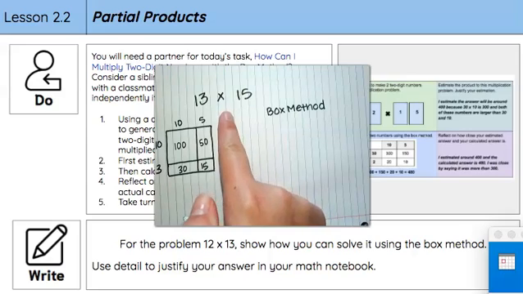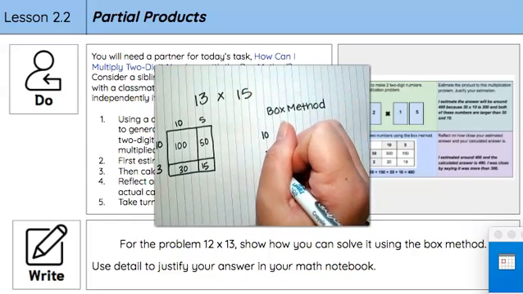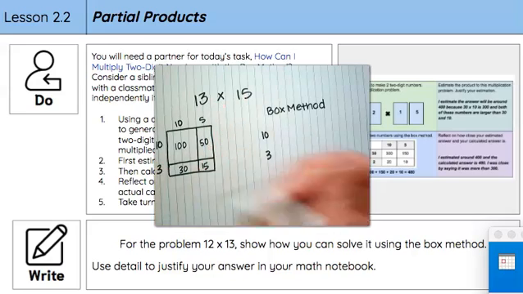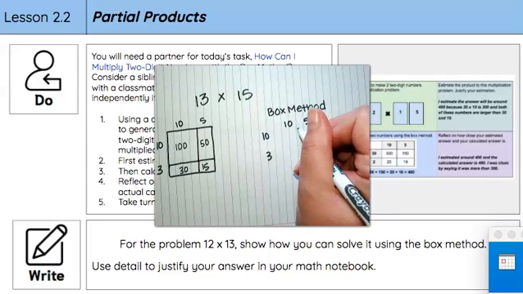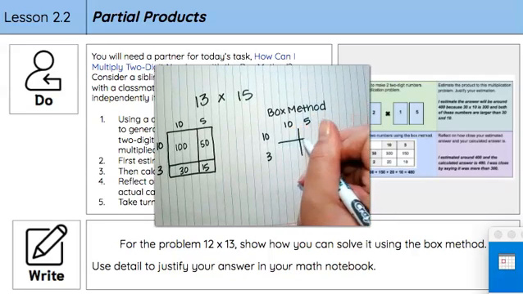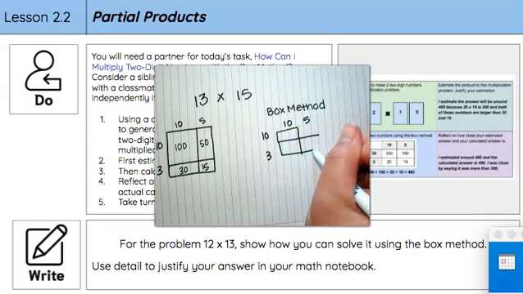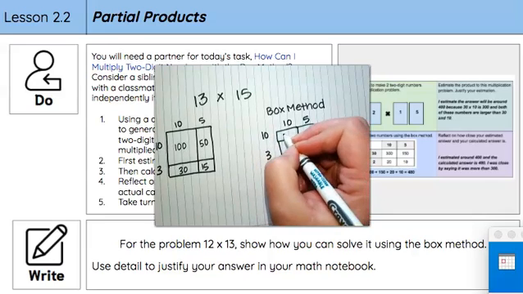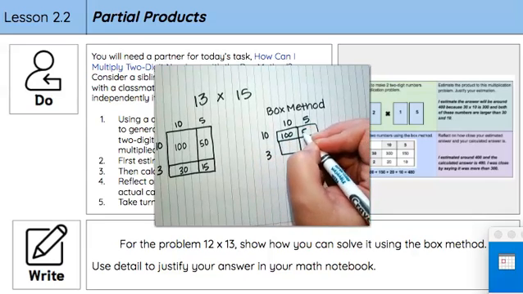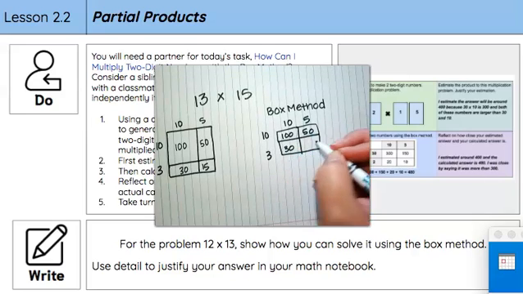In the box method, you do the same thing by decomposing the number by its place value. So for 13, we're going to decompose it into 10 and 3. And for 15, we decompose it into 10 and 5. After you decompose it, then you draw your boxes so you can find the partial products. Now you solve 10 times 10, 10 times 5, 10 times 3, and then 5 times 3.